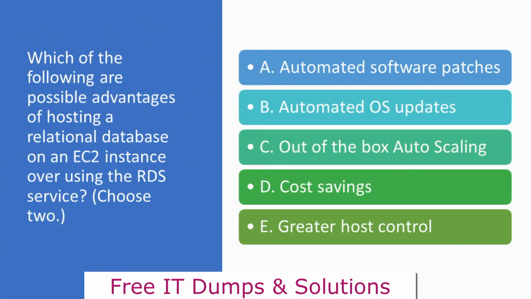Which of the following are possible advantages of hosting a relational database on an EC2 instance over using the RDS service? Choose 2. A. Automated software patches. B. Automated OS updates. C. Out-of-the-box auto-scaling. D. Cost savings. E. Greater host control. Correct answers for this question are option D, cost savings, and option E, greater host control.